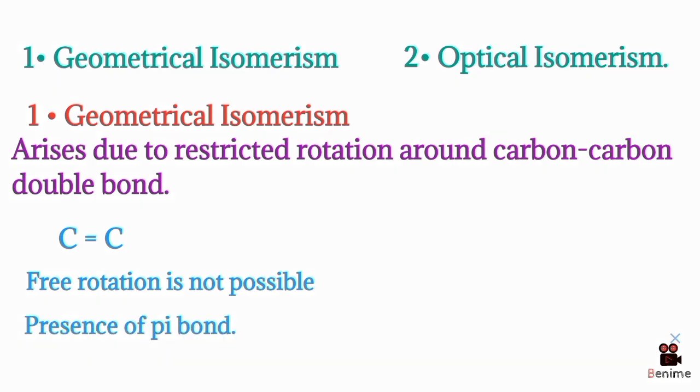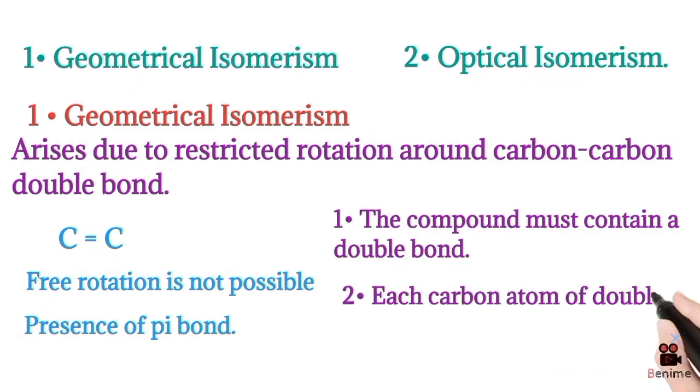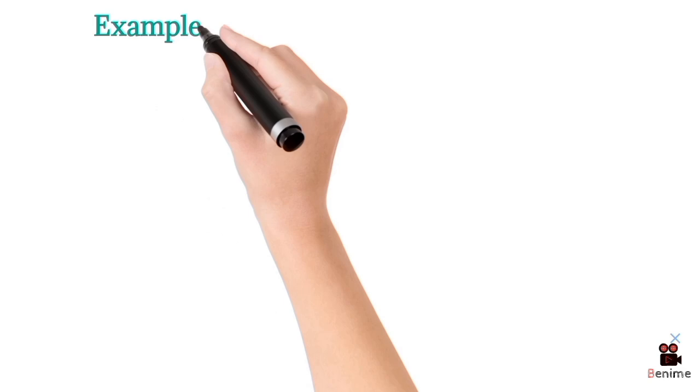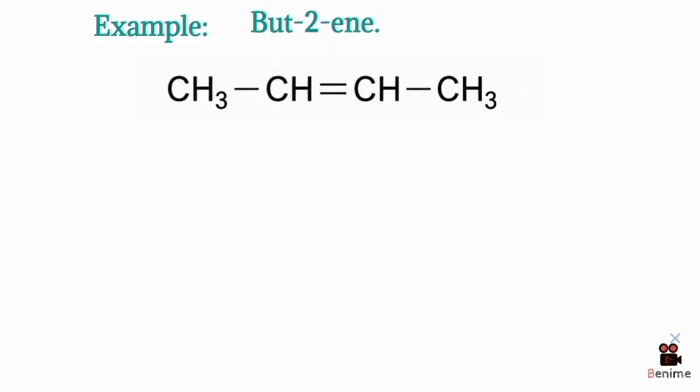For geometrical isomerism, two conditions are necessary. First, the compound must contain a double bond. Second, each carbon atom of the double bond must have two different groups attached. Now let us discuss the most important example, but-2-ene. This compound exists in two geometrical forms.